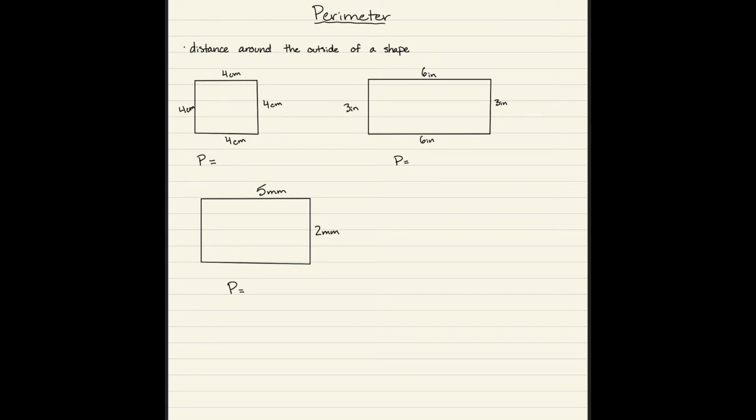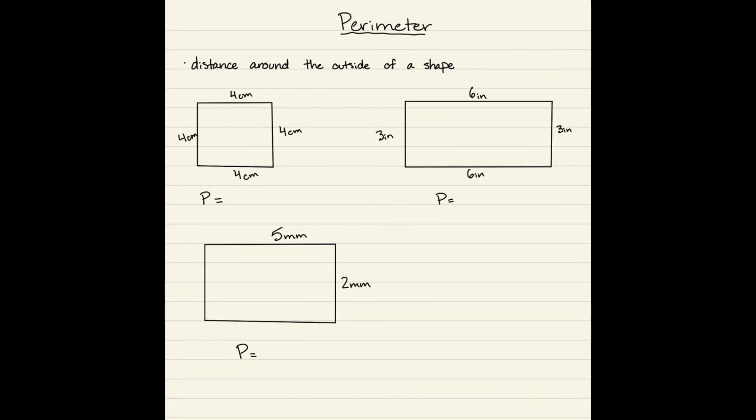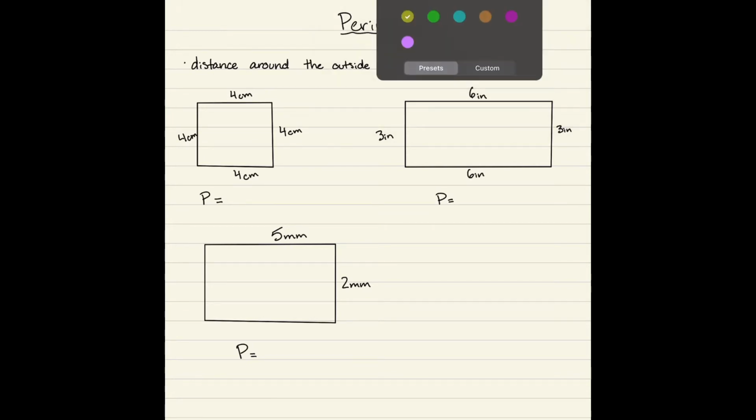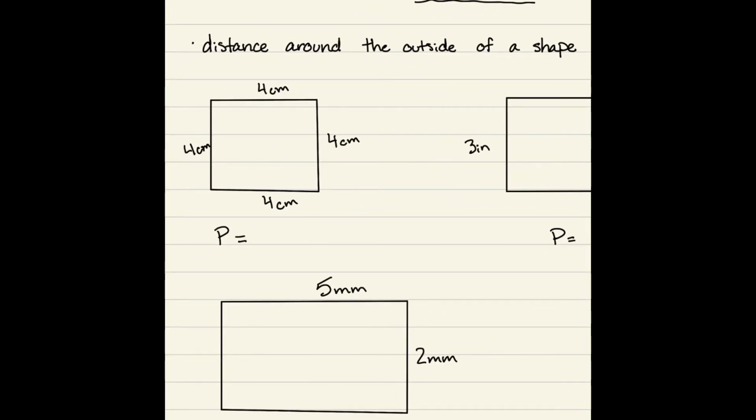So, what is perimeter? Well, perimeter is the distance around the outside of a shape. So, for this example, if we want to look at this shape right here, the perimeter is going to be the sum, which is what you get when you add up all of the sides. So let's start with this. This is an easy example. We're going to be using our addition skills for this topic.